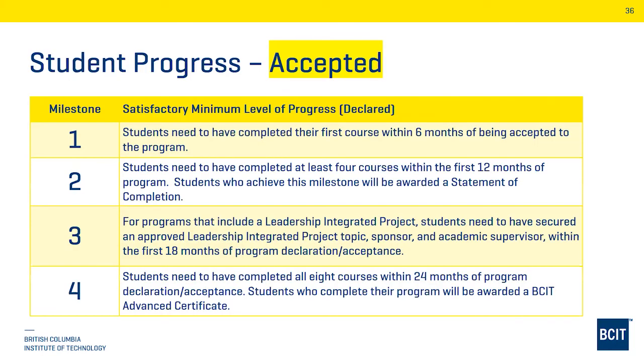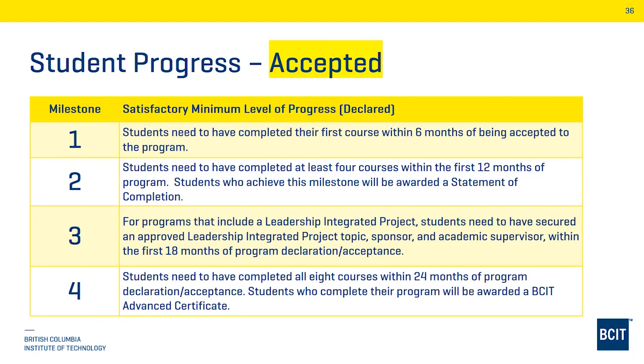Next slide, please. But here's the same information in a bit more detail. If you're accepted to the program, the minimum level of progress that we expect is that you take your first course within the first 6 months of having been accepted to the program. So don't get accepted to the program and just not get started. That's not really great in terms of your own plans and commitment. And it's taking a seat that could have been used with somebody else.